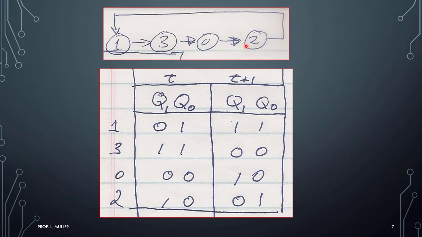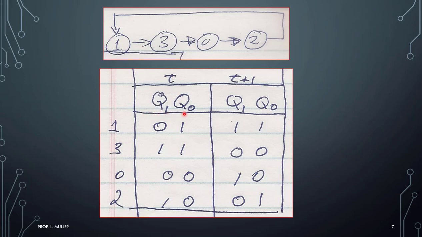So here I have it. I arbitrarily say 0, 0 is state 0, 0, 1 is 1, 1, 1 is 3, and 1, 0 is 2. You can make up any meaning you want. I could make this 1, this one 2, and this one 3, and this one 0. But I'm using the actual numbers to make life easy.